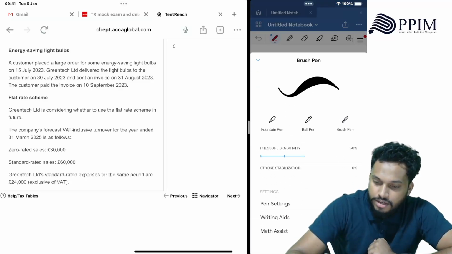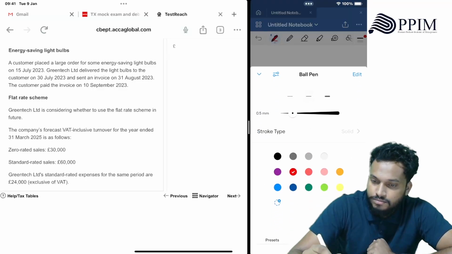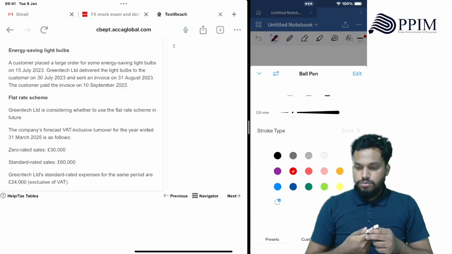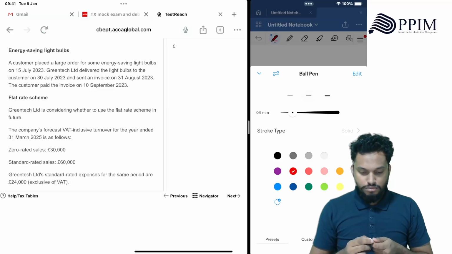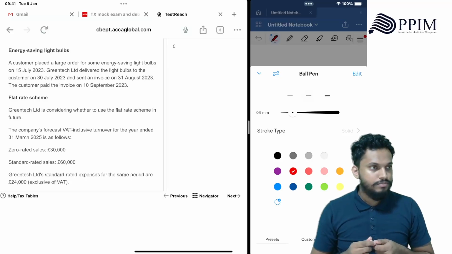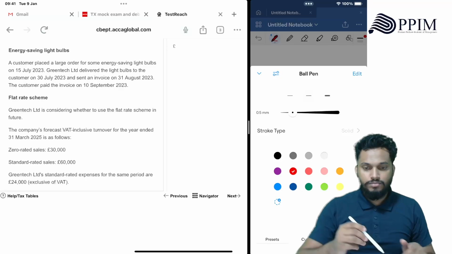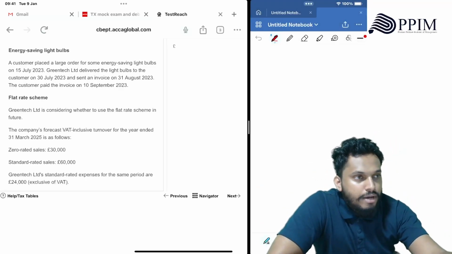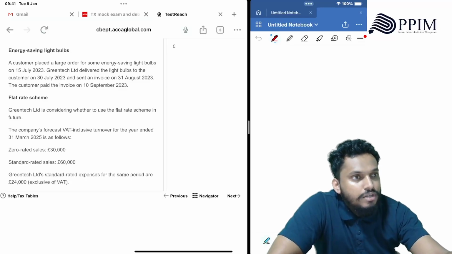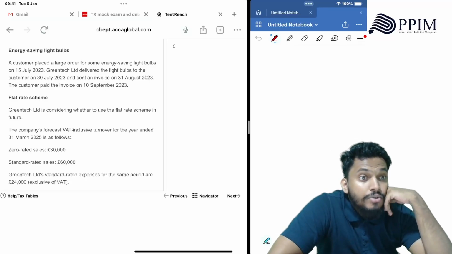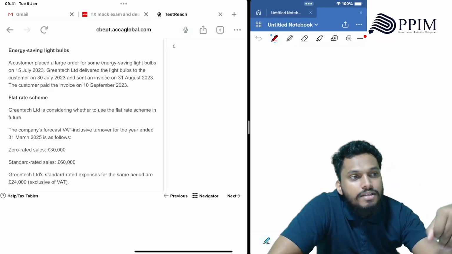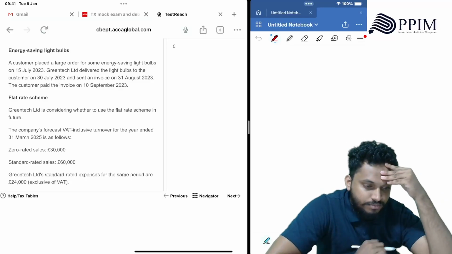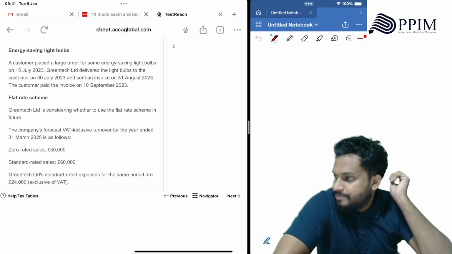Unfortunately, I could not write it. 12,000? 10,000. 60,000 divided by 6 is 10,000. 1 over 6, no? Inclusive. 20 over 120, so if you simplify it, 1 over 6. Then 10,000.